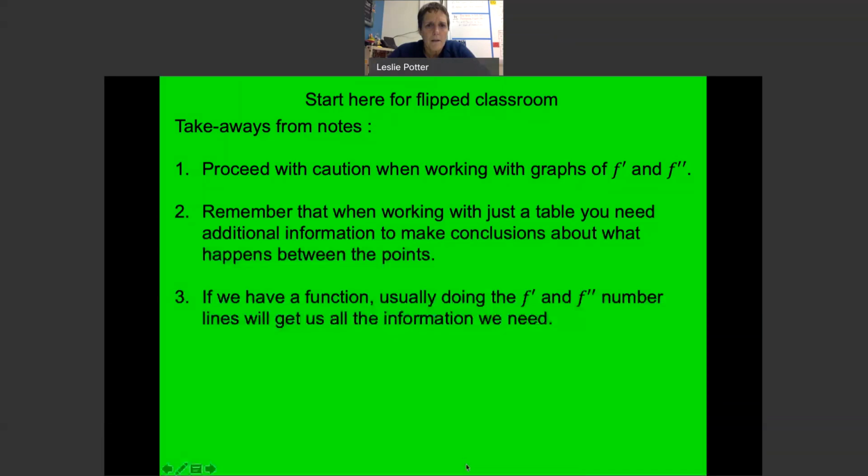Okay, so when we get back into the classroom, we will go over the takeaways from the notes and use our time for guided practice and gradual release.